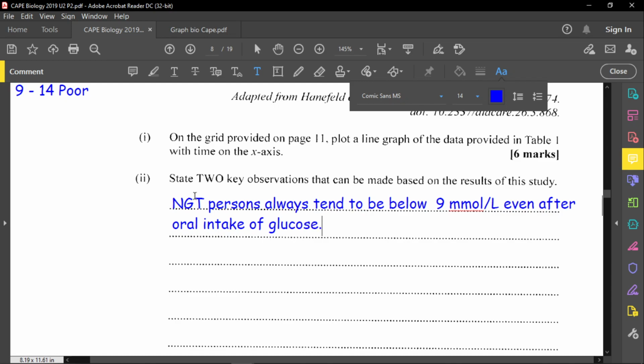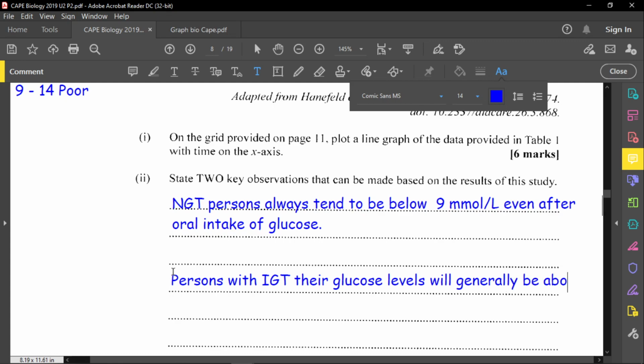All right, so great. Now, the other thing that we can conclude right here is that persons with IGT, which is impaired glucose tolerance, whether it be 1 or 2, their glucose levels, and I'm going to go to the graph and show you this real quick, their glucose levels will generally be above 9 millimoles per liter after oral intake of glucose.